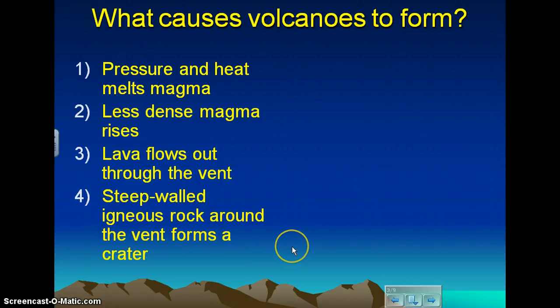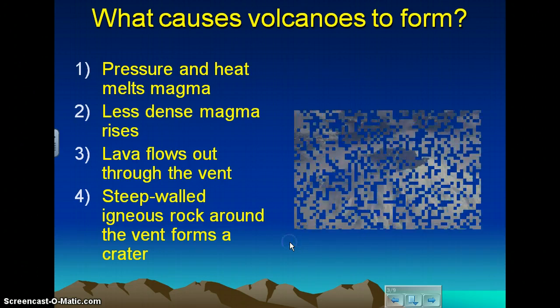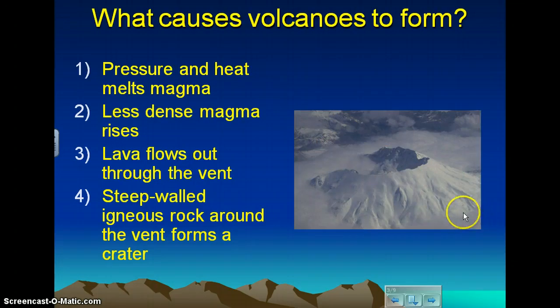After that flows out onto the surface, it will cool and turn into rock. Igneous rock is volcanic rock, and it will harden, and the area that it hardens is called the crater. This is a picture of a volcano, and you could see the hardened material around it. The opening here is the vent, and then the area around it that is hard is the crater that we just mentioned.